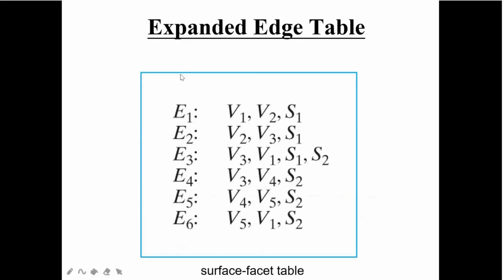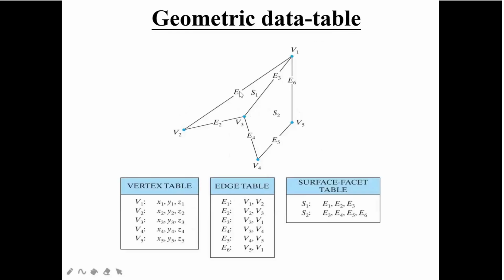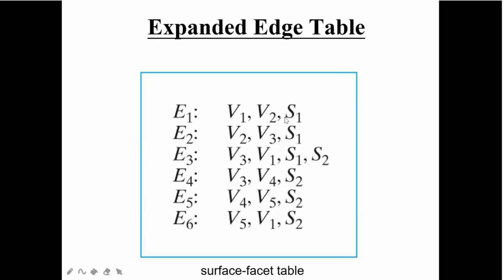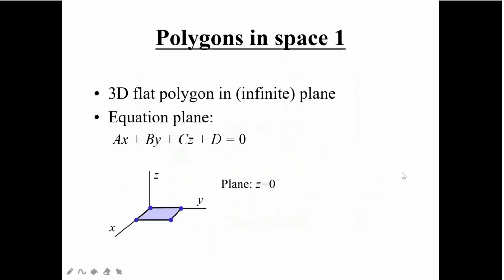What about your expanded edge table? I have told you that the expanded edge table can also have your vertex points and also your surface. So for your E1, it can have V1, V2, and also S1. Here you have written only V1 and V2, but the expanded edge table can have V1, V2, and the surface name, that is S1. Here only the joining surface will be written. This is known as your expanded edge table.